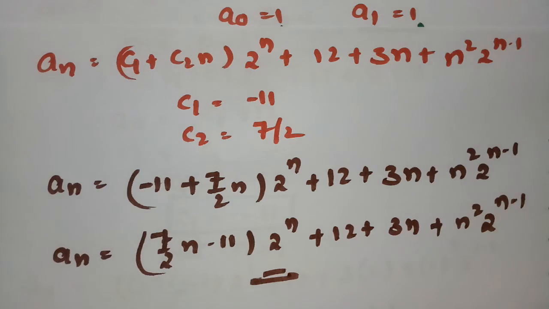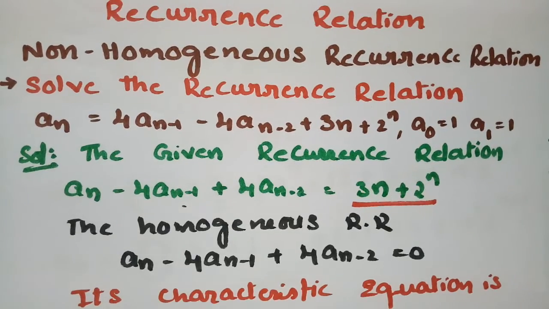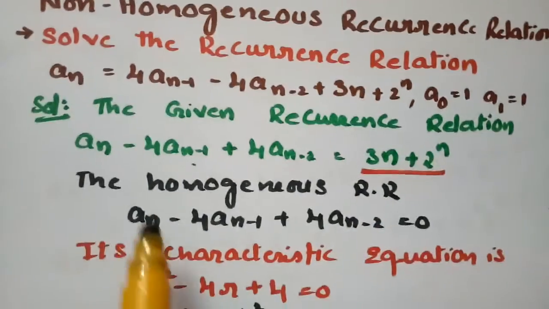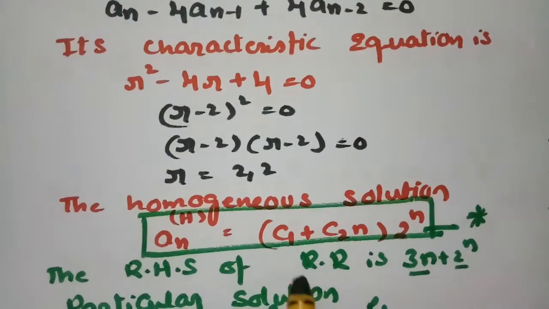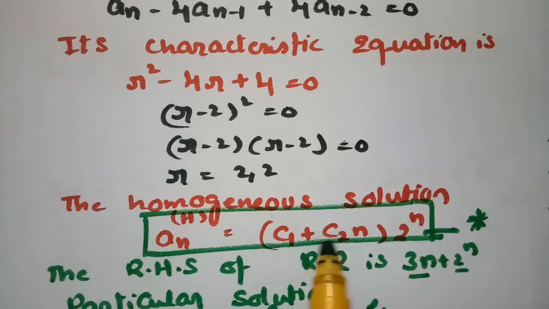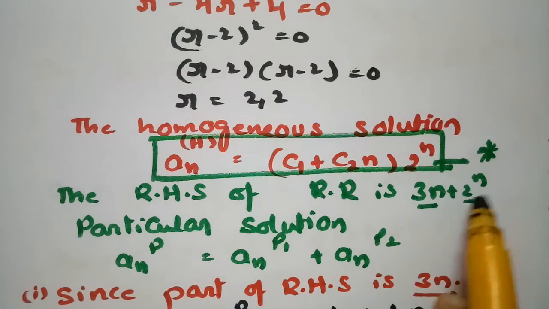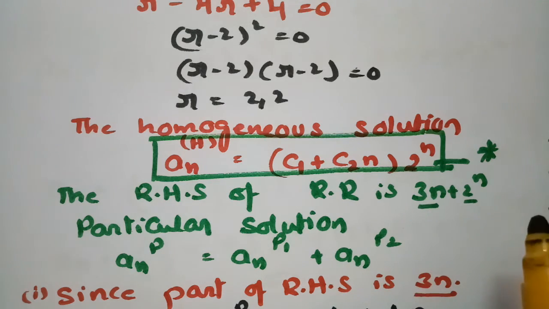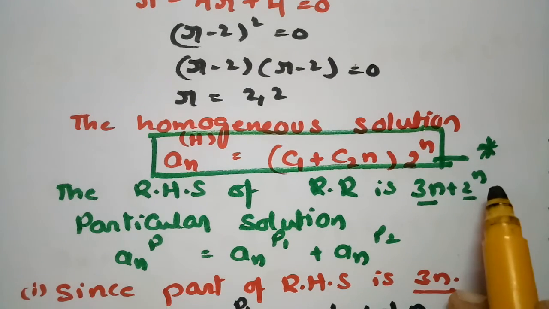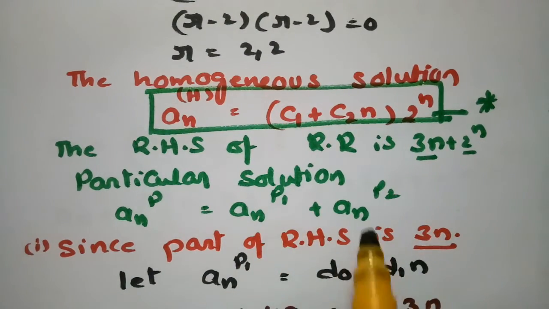And this is how we have to solve, and this is so simple if you follow these simple steps. First of all, the question is given like this, and we have to write the homogeneous recurrence solution. After finding the roots, we have the homogeneous solution as C1 plus C2n into 2 power n. Since the RHS is 3n plus 2 power n, we have to split it into two parts. The first one is the linear part and the second one is of the form 2 power n. So we have to split into two particular solutions.